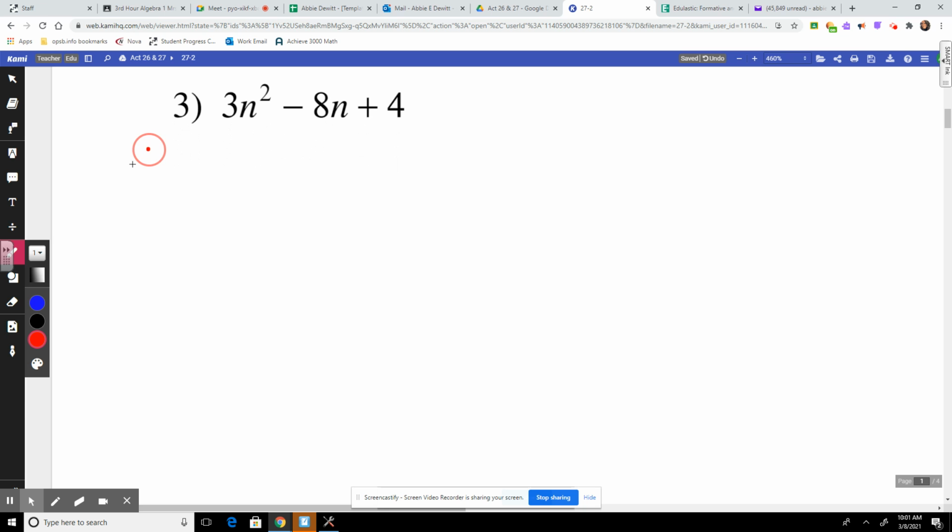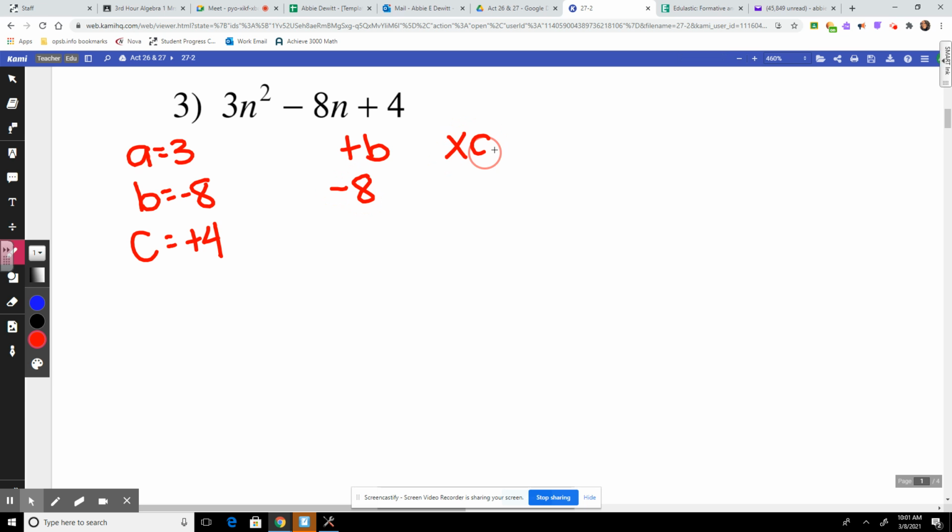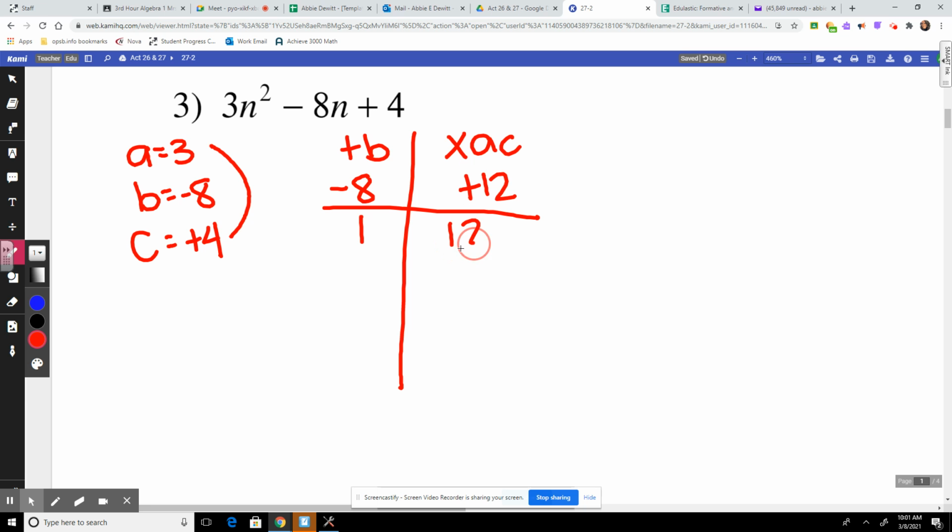All right, number 3. A is 3, B is negative 8, and C is positive 4. So what two integers add to B, which is negative 8, and multiply to A times C, that is 3 times 4, which is positive 12? So let's list our factors of 12. Our factors of 12 are, of course, 1 and 12, 2 and 6, and 3 and 4. And we're going to stop there because my next integer after 3 is 4.